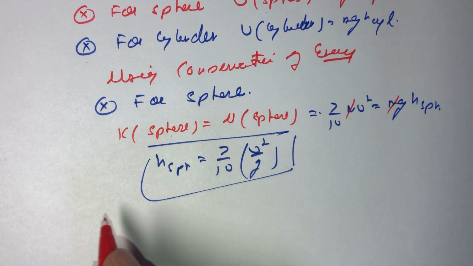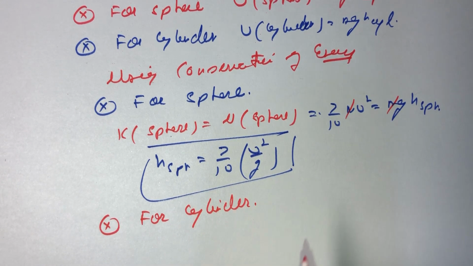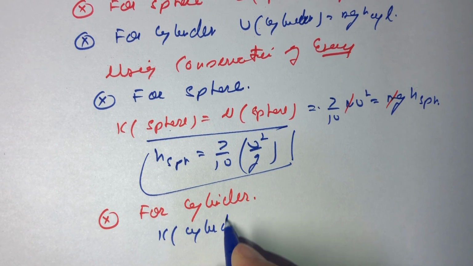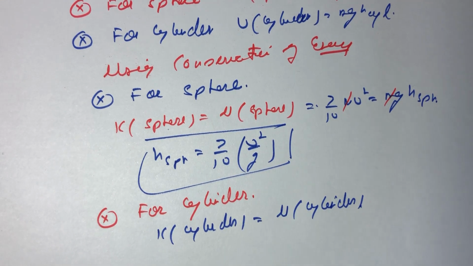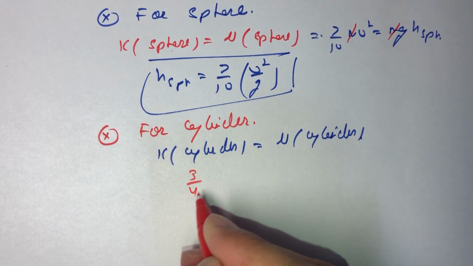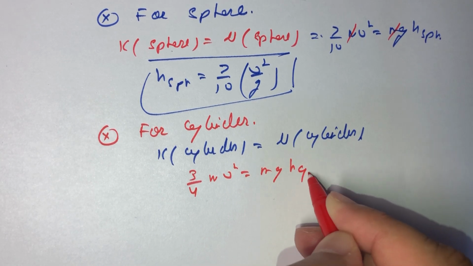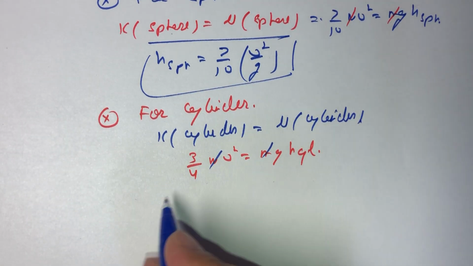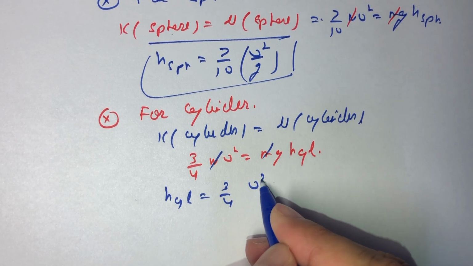And for the cylinder, similarly we get kinetic energy of the cylinder equal to potential energy of the cylinder, and kinetic energy of the cylinder is 3/4 mv squared, which is equal to potential energy of the cylinder, mg height of the cylinder. Mass and mass cancel out, so here we get height of the cylinder equal to 3/4 v squared by g.